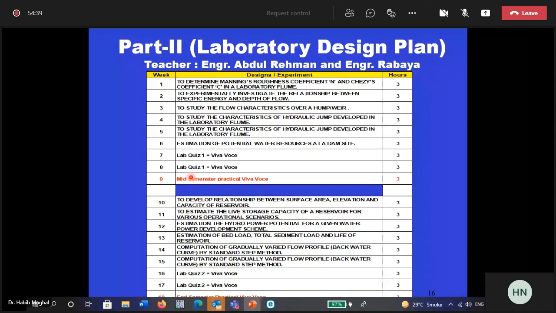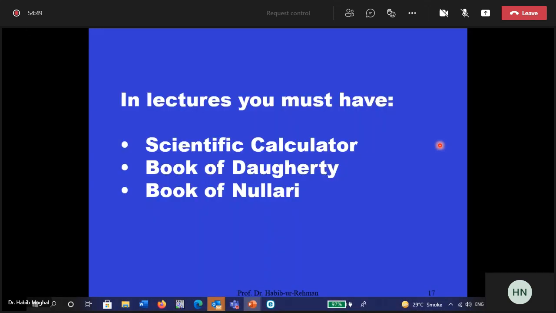And this is the laboratory delivery plan and how the Viva Voces will be conducted, etc. As this is a very scientific subject, you must have a scientific calculator with you in the classroom, because we will be doing calculation work in the class. If you have this calculator, you can learn things so quickly. Second, it would be beneficial if you bring the book of Daugherty and the book of Nalluri, because we will be solving numericals from the books, and these are required.